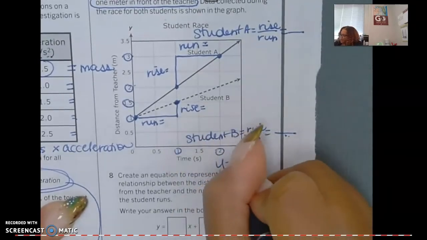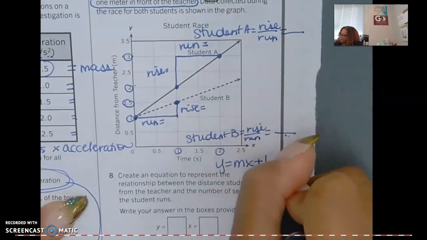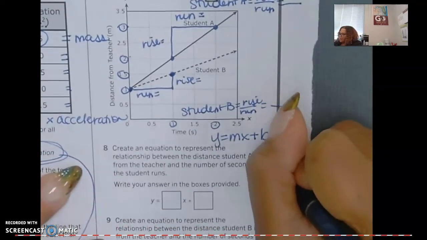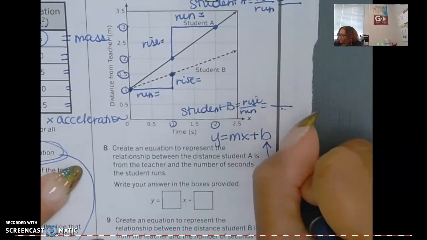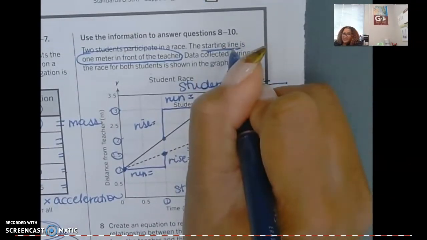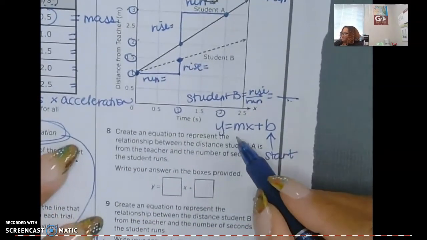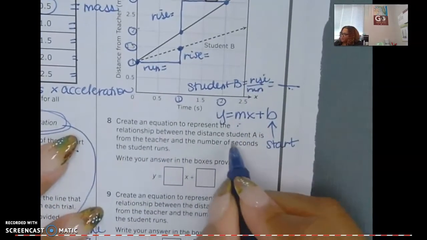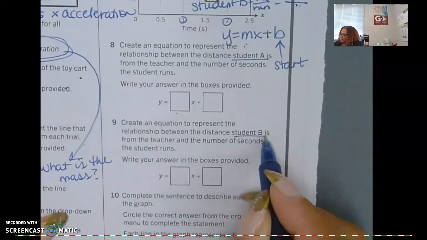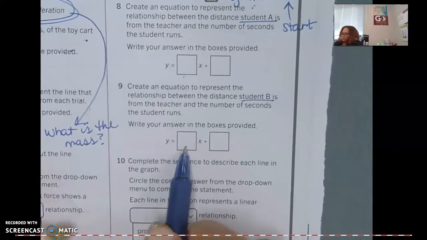So if y equals mx plus b, this is your starting point. Where did it say we started? And then what are your rates of change? So student A goes here, and student B goes here.